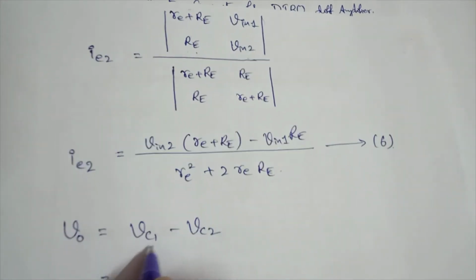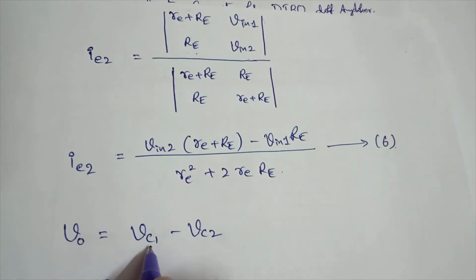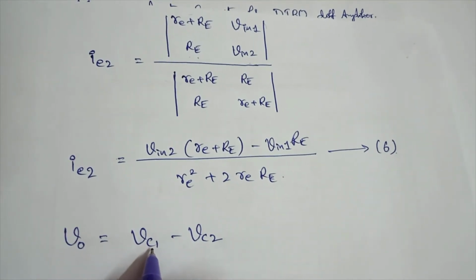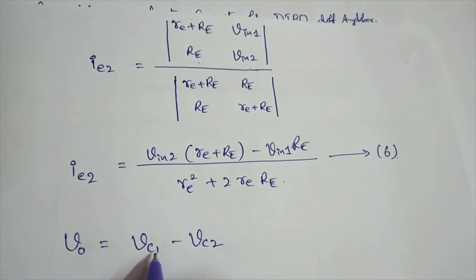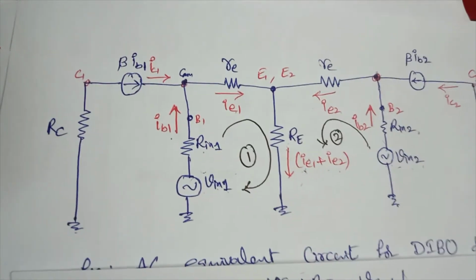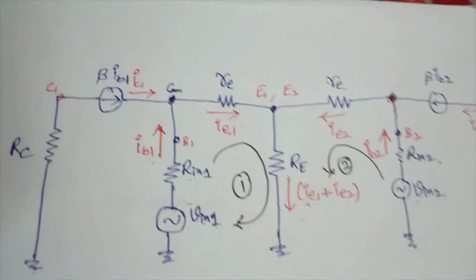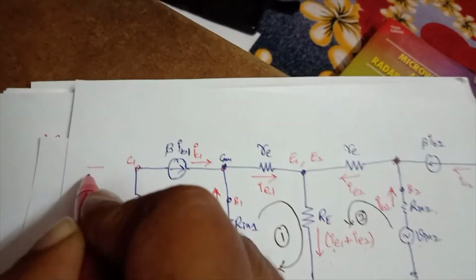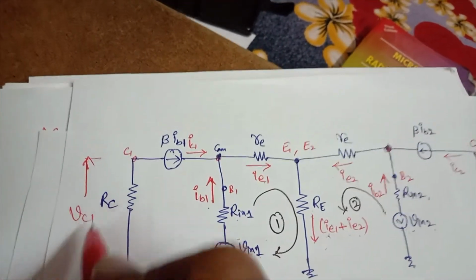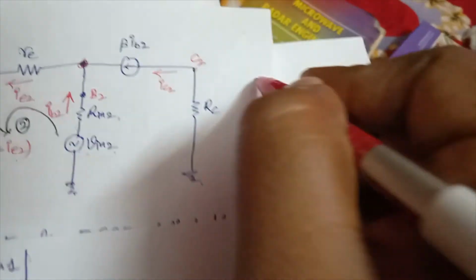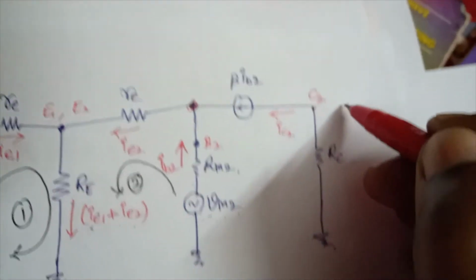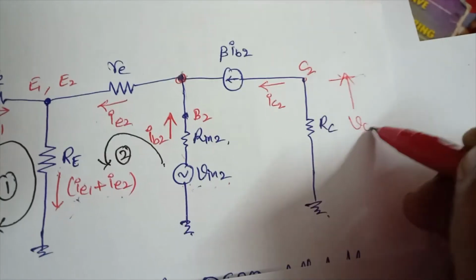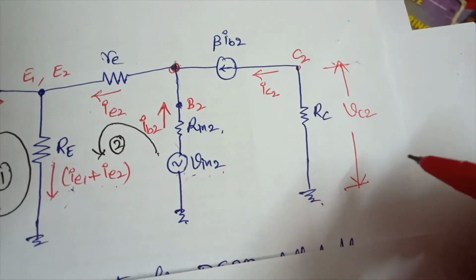So what is VC1 here? VC1 is nothing but the voltage at collector terminal 1, or the voltage across the collector terminal 1. So from this diagram, what is VC1 here? VC1 is nothing but the voltage across the collector terminal. So this one gives the VC1. In the same way here VC2, the voltage across the collector terminal, that gives the VC2 value.